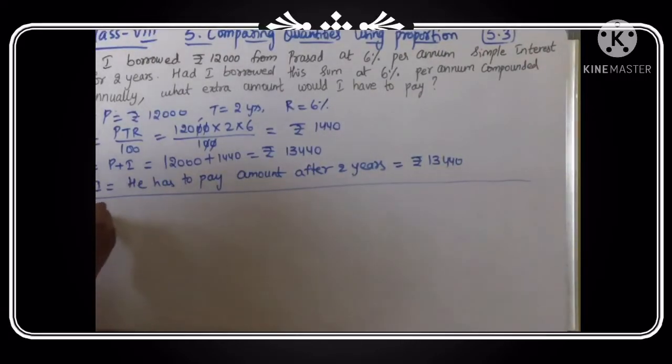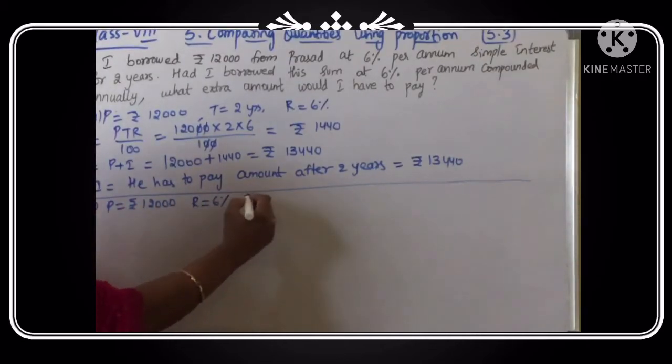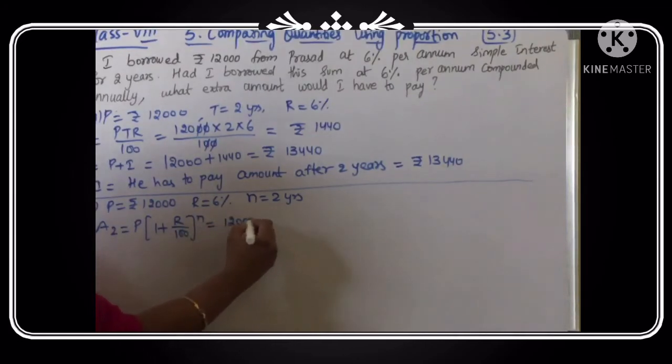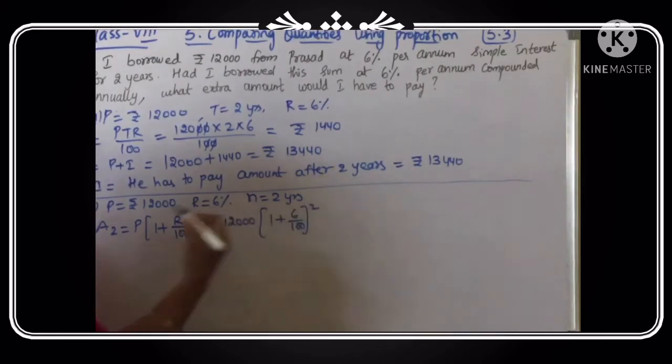So here, in the second part, the same principal is rupees 12,000 and R is 6%, and we use the formula where time n is 2 years, right? Now the amount for 2 years we are going to find: P into 1 plus R by 100 whole to the power of n. Here 12,000 into 1 plus 6 by 100 whole square.